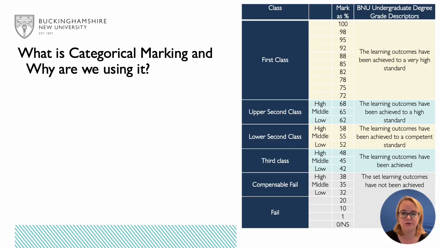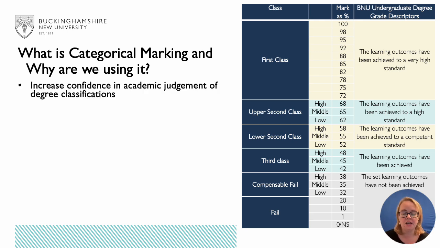Well, categorical marking is fundamentally saying that rather than using the whole scale of 0 to 100, so we give marks in percentages, we can't actually mark to that degree of resolution if we're marking an essay or a report or a piece of coursework. So categorical marking is about simplifying the marking scheme so that we can make cleaner and leaner academic judgments about the quality of a piece of work. It's designed to increase the confidence and the academic judgment of degree classification.